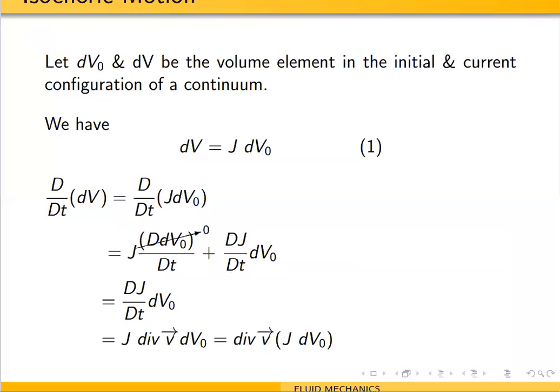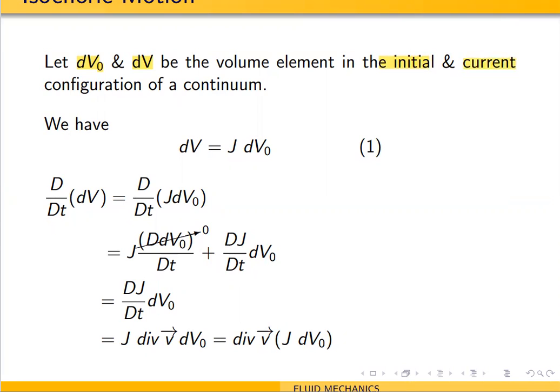Okay, let us take a moving continuum. Whenever we have a moving continuum, we have dV naught, which is nothing but the volume element in the initial configuration, and dV is the volume element in the current configuration. V naught in the initial and V in the current configuration. So we have taken small elements dV naught and dV, and we know that they are related through the Jacobian. dV is equal to J dV naught. Let us call it equation 1.